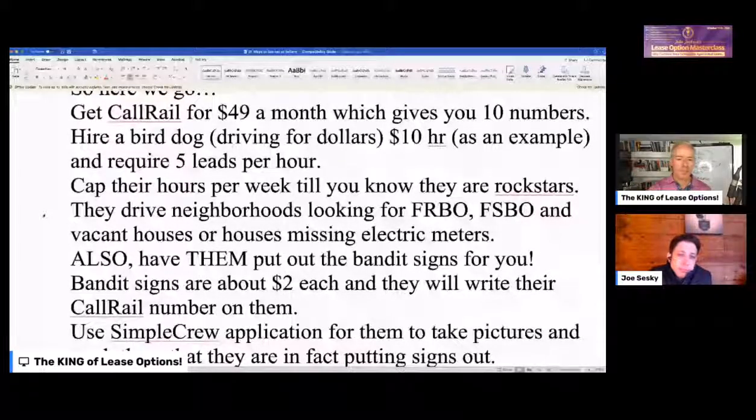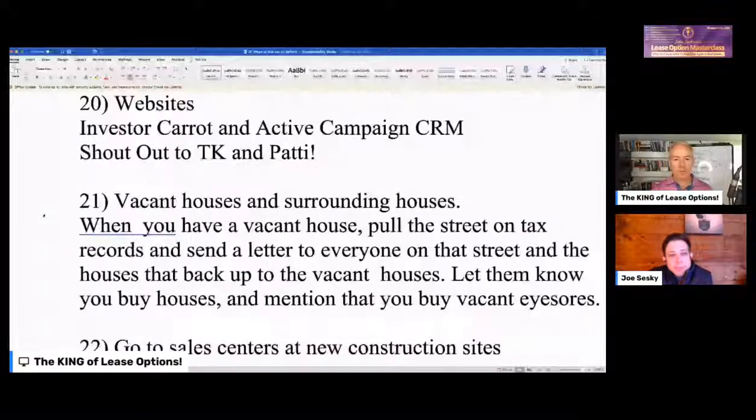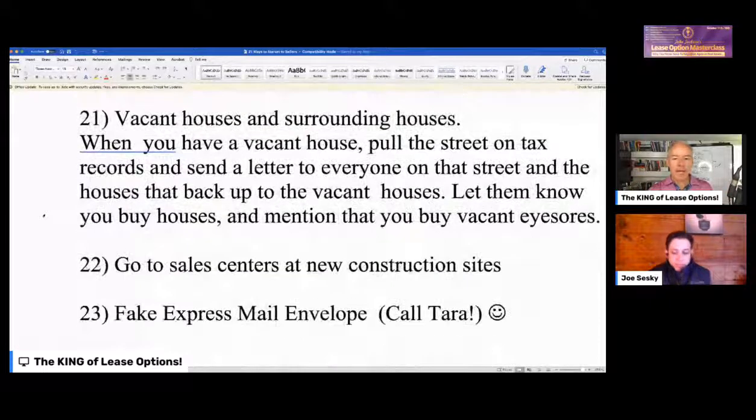A shout out to TK and Patty, because Patty McGregor, who's a dear friend of mine, and her son are really, really great at using Investor Carrot and Active Campaign CRM to generate leads. Again, vacant houses and surrounding houses.